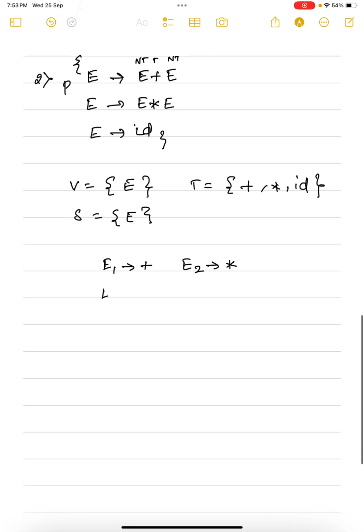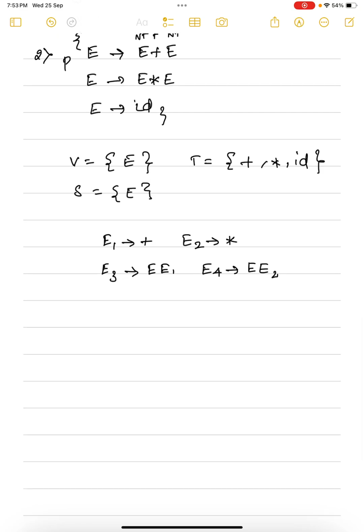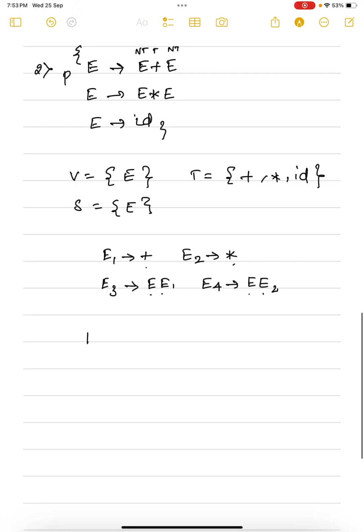Okay, now let E3 tends to E E1 and E4 tends to E E2. Now, if I am going to introduce these four new productions, all of which are in Chomsky normal form, see, non-terminal, non-terminal, here also non-terminal, non-terminal, terminal, terminal. Now I am introducing four sets of new production to convert the given grammar into Chomsky normal form.